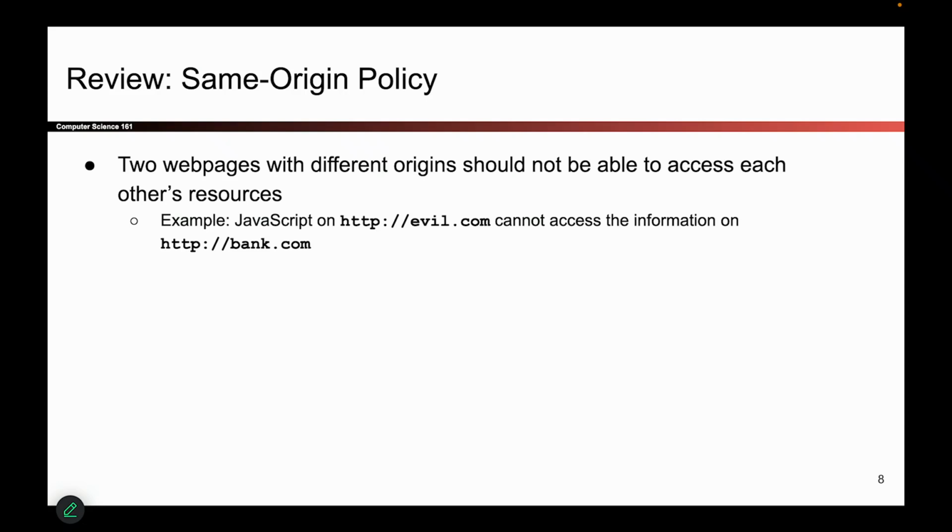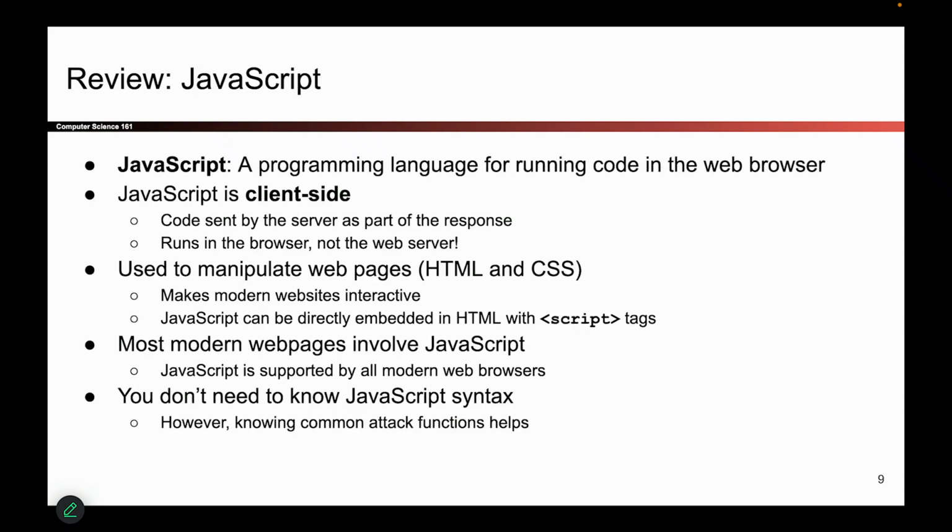The same origin policy says that 2 different websites should not be able to talk to each other or access each other's resources in any way. So for example, if you have 2 windows open, one has evil.com and the other one has bank.com, it should not be the case that they are able to access each other's resources or secret values or modify each other's websites in any way. So that's what the same origin policy says.